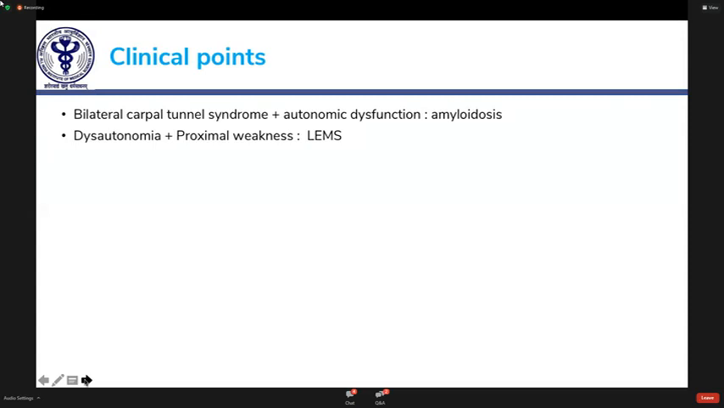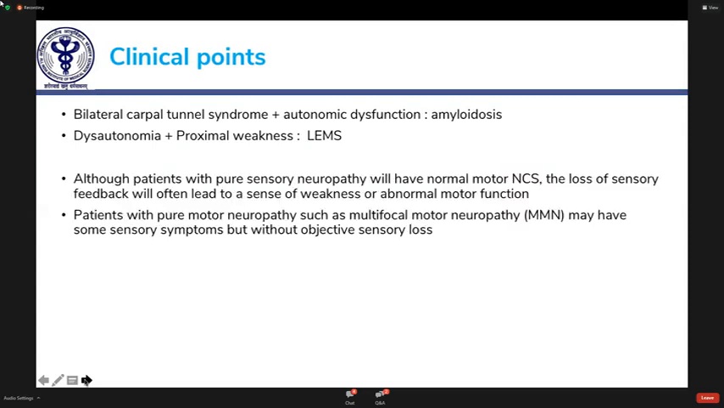The same like you think of a dysautonomia and a proximal weakness, you think of LEMS. So sometimes this is something which we usually see. I mean, everybody would have seen it. Some patients with pure sensory neuropathy have a normal motor nerve conduction study, but still they will have some subjective complaints of weakness. Usually seen in sensory ataxia and pure sensory neuropathy. Because of the lack of the sensory feedback, they may have a subjective sensation of weakness, though there is no objective weakness.